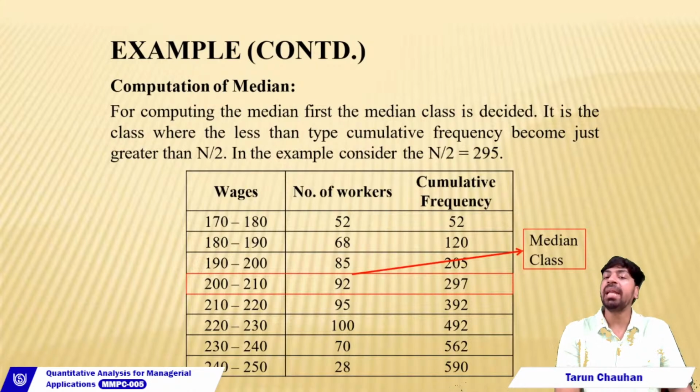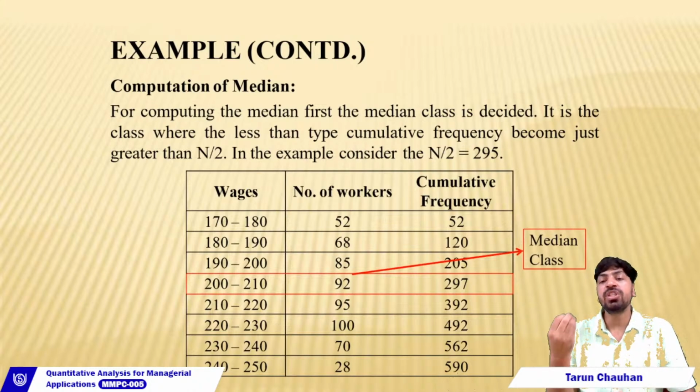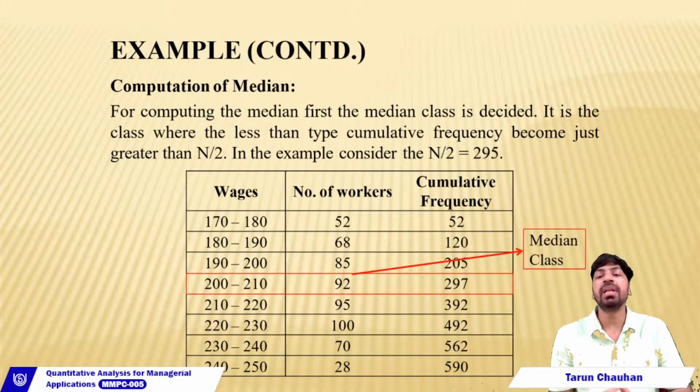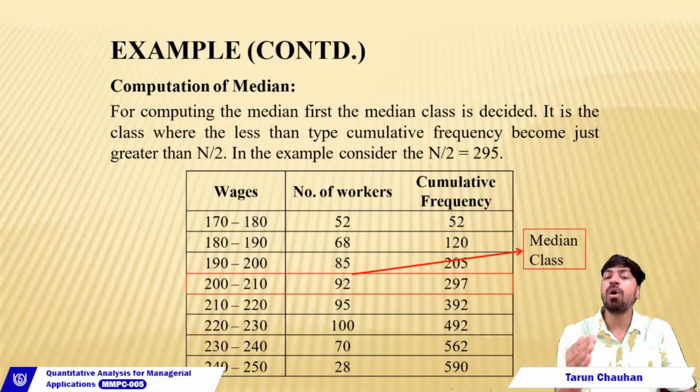So n by 2 item, that is 295 item. You need to calculate to check the n item or term, that is the cumulative frequency. How to calculate the cumulative frequency? That is the summation of the frequency one by one.